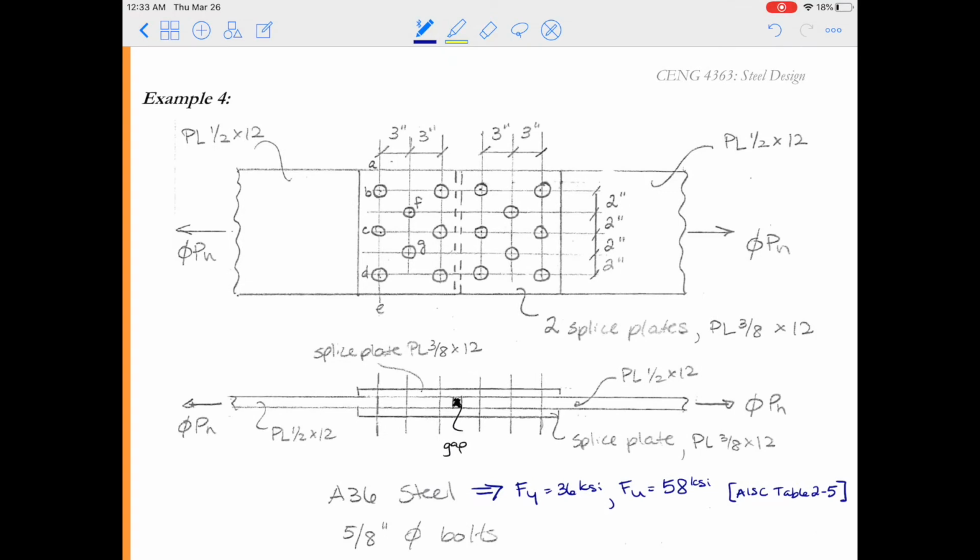So showing those terms on a graphic of our connection, S will be the longitudinal spacing between the bolts, in this case 3 inches. And then the gauge spacing or the transverse spacing between the bolts will be 2 inches.